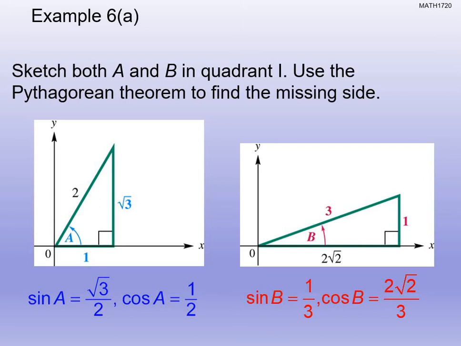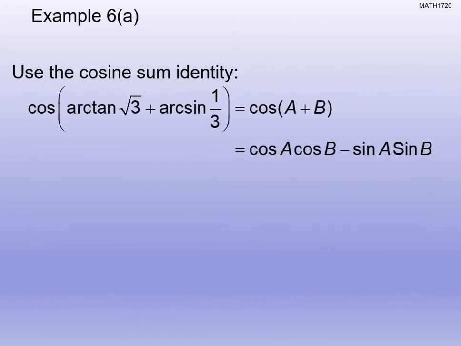Okay, so we have to use the sum identity because there's two angles being added to each other. So remember, the cosine sum identity is cosine A cosine B minus sine A sine B. And now we evaluated the functions, so we know the values of A and B for sine and cosine. We substitute this in. So this is all prior knowledge.